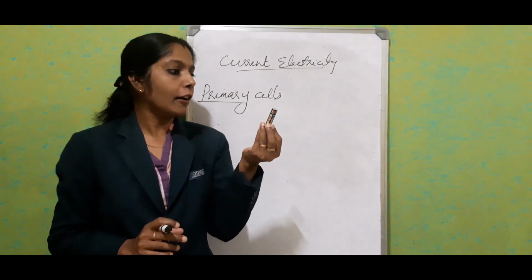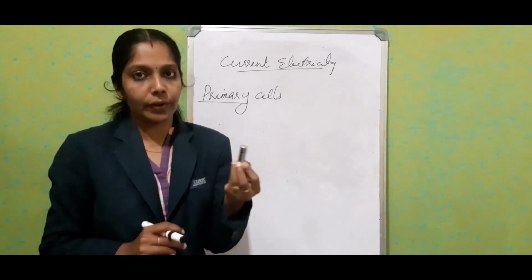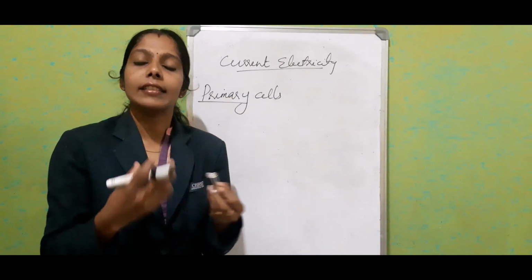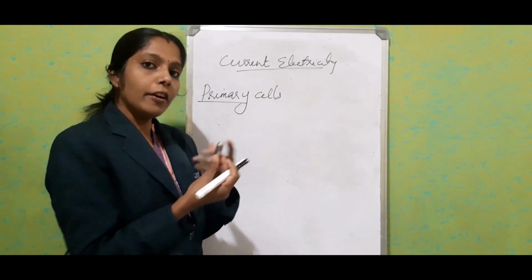This is a kind of dry cell. Okay, this is a kind of dry cell, meaning there is no liquid form inside this one. It is in the form of powder or paste. So it's a kind of primary cell.